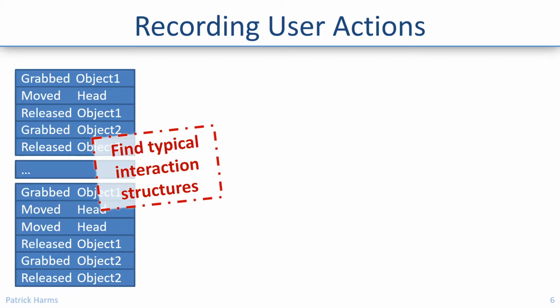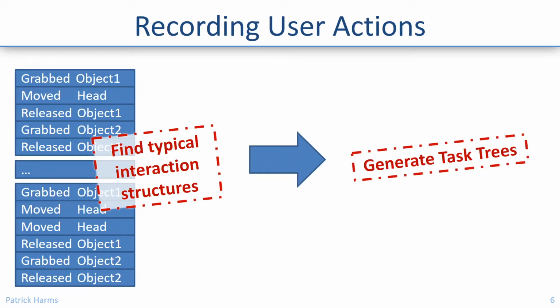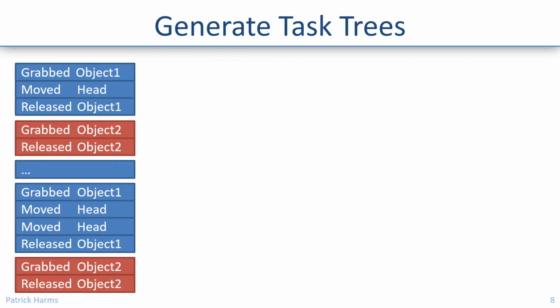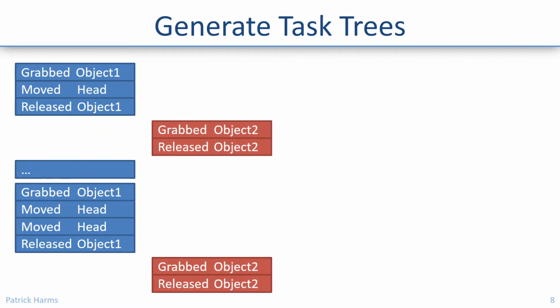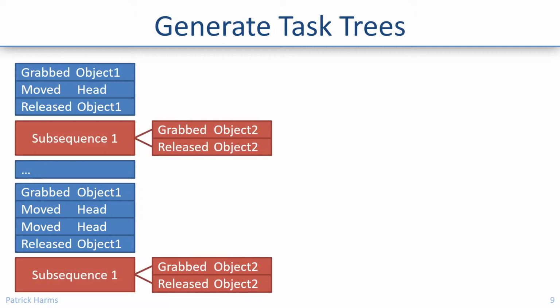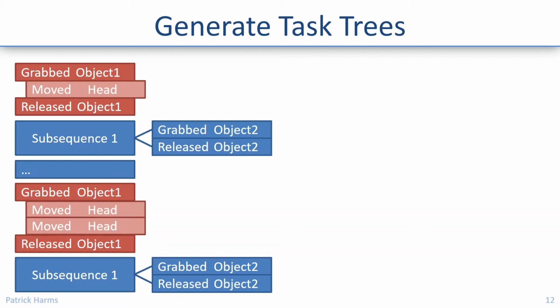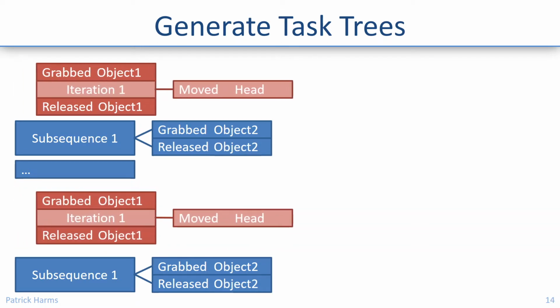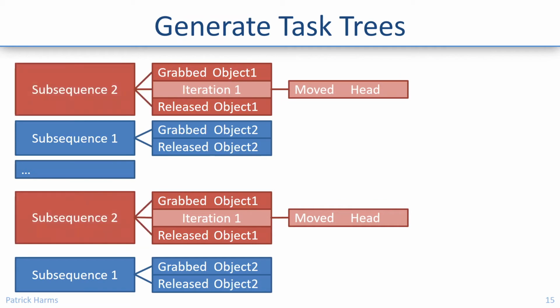Within these lists, we then search for typical interaction structures by generating task trees out of these lists. The task tree generation starts by detecting subsequent actions which are identical and replacing them with the corresponding representation. It is also possible to detect similar subsequences by first of all replacing subsequent identical actions with the corresponding representation and then replacing the similar subsequences themselves.